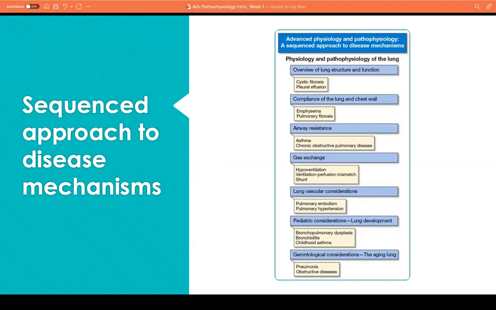Then they talk about diseases that could affect the lung structure and function, for example cystic fibrosis and pleural effusion. Then they talk about the compliance of the lung and chest wall, and what would be diseases that do not comply, which would be emphysema and pulmonary fibrosis. Then they get into airway resistance within the lung, and what are those disease processes? Asthma and COPD. So as you can see, it's very much organized based on the actual structural deficits of the body mechanism or disease mechanism.